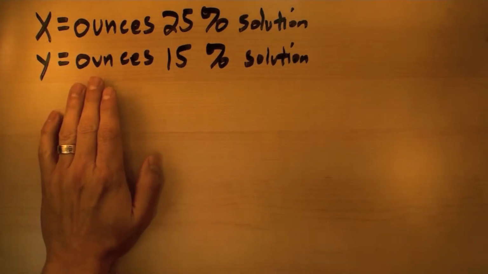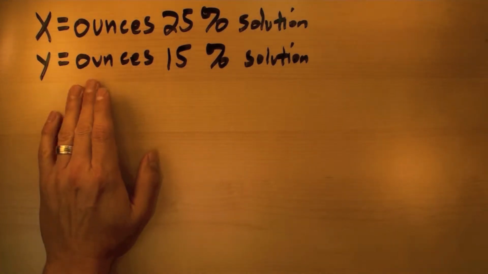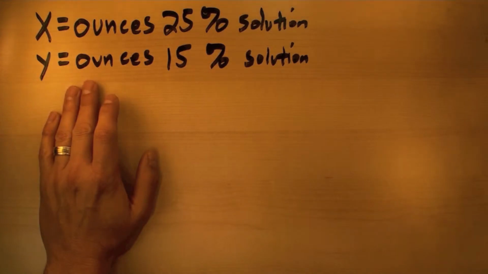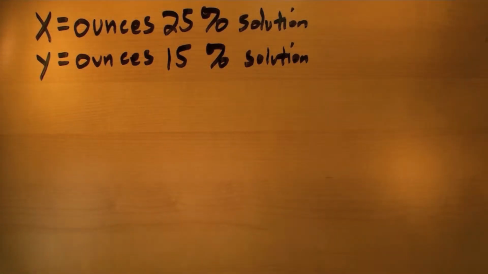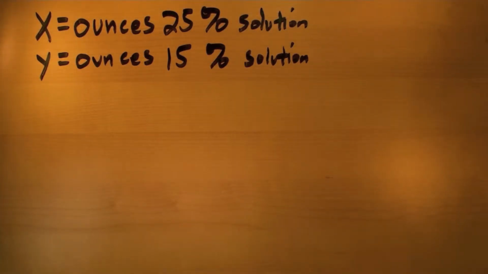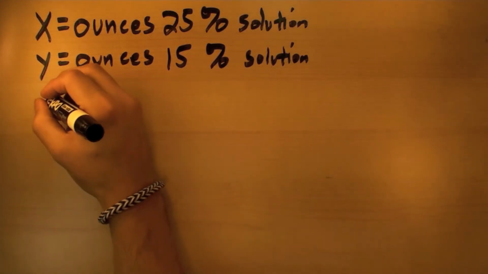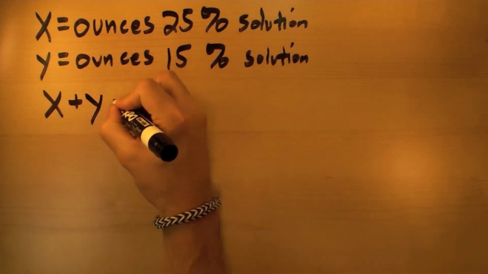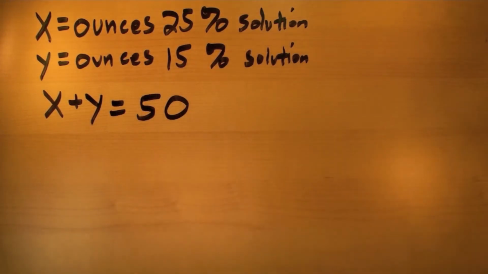Well, if we define our variables and write it down, then we won't get confused about what each of those variables is representing. So we need to come up with two equations for our system of equations since we have two variables. Well, the first one's pretty straightforward. We want to end up with 50 ounces of solution. So when we add the x ounces to the y ounces, we should have a total of 50. So x plus y should equal 50.